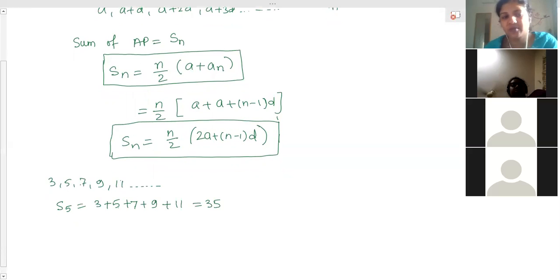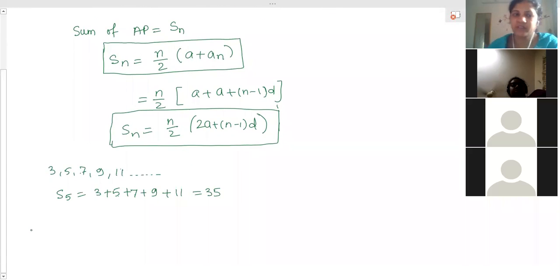But if there is a large amount of data, then how can you do it? If the data is in 2 digits or 3 digits and they're asking to find the sum of 10 numbers, then it is not possible to find it out one by one. So we use this formula. So what is the formula?